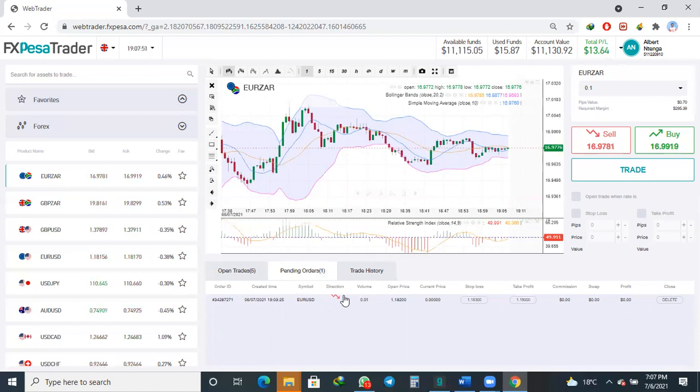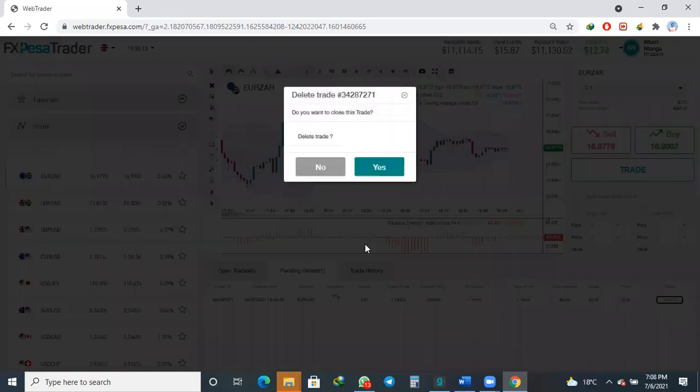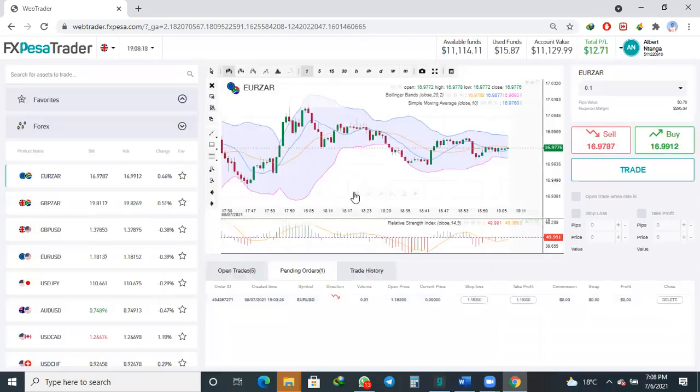So let's say after maybe waiting for the trade to open, you realize that the trend is against what your pending order is. You can just delete those trades, just the same way I did before. So for this case, let me say again, I delete, select yes.